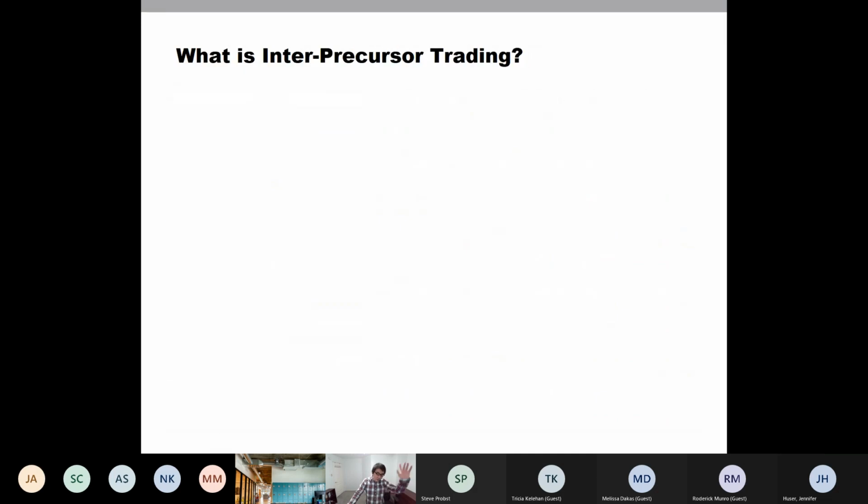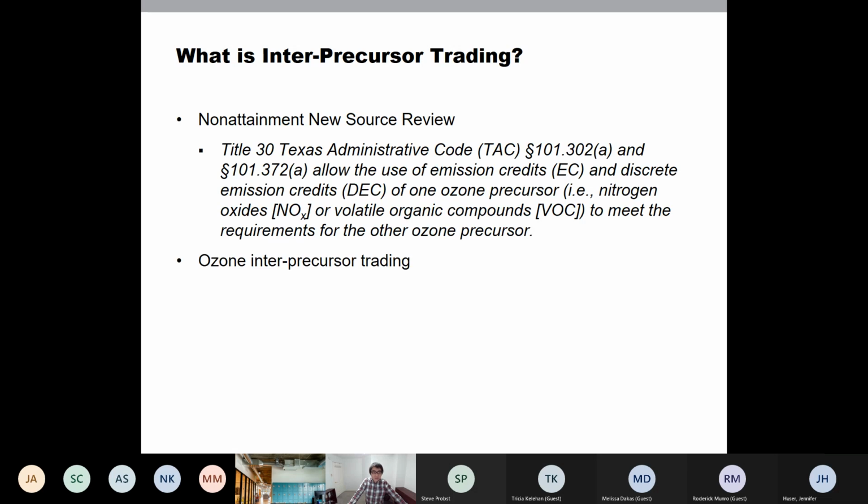So after we talk about the credits and the concentrations, what is inter-precursor trading? In any of the non-attainment new source review, the Texas rule allows the use of emission credits or discrete emission credits of one ozone precursor to meet the requirements for the other ozone precursor. This is the so-called ozone inter-precursor trading.